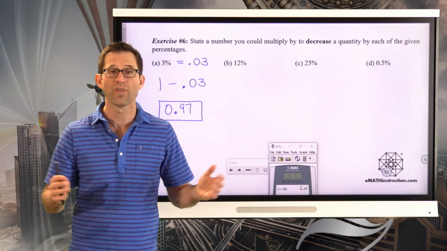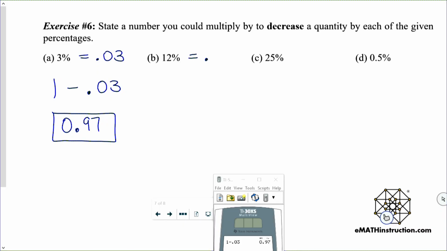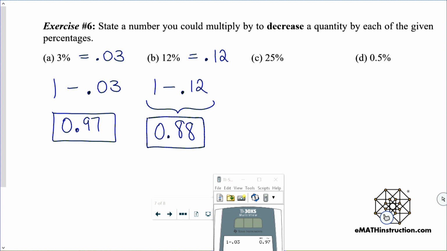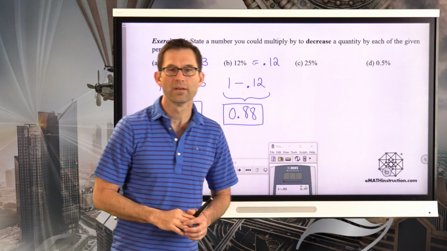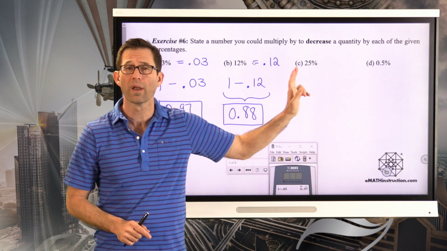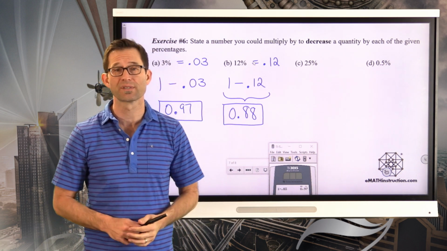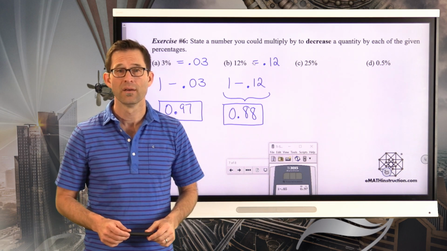Now again, if that doesn't work for you, you can always say, all right, 12% is 0.12, 1 minus 0.12. You could then do that on the calculator if you needed to, and that would be 0.88. All right, what I'd like you to do is finish this problem off by figuring out what number you'd multiply by in both of these cases to decrease by that percent. Pause the video now.